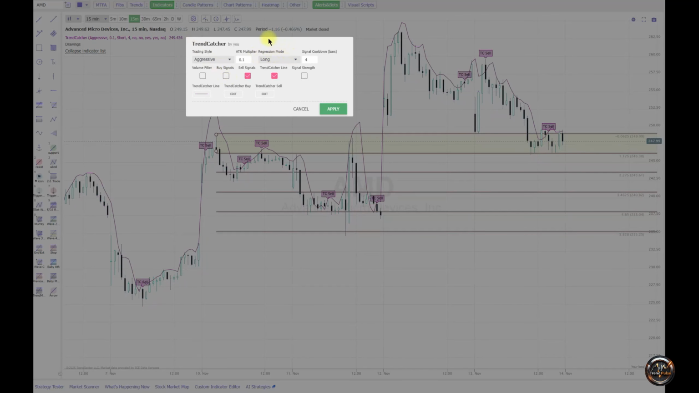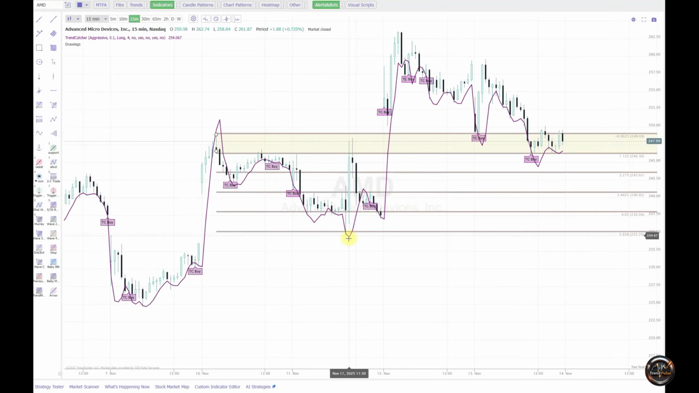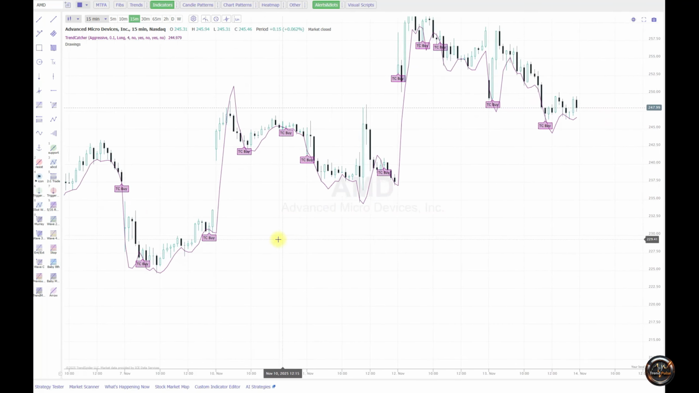As you notice, I had this regression mode set to long. If we wanted better signals or even more frequent signals, we could have changed it to short. But let's go to long, buy, and apply. Okay, here we go. So here are some of our buy signals.